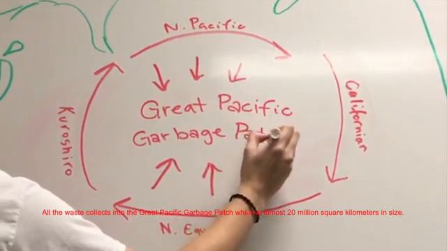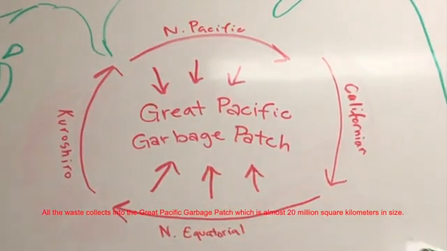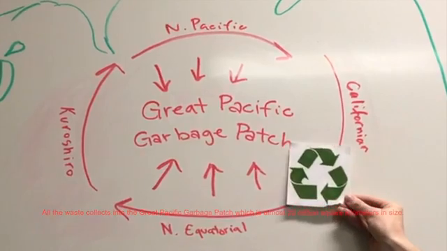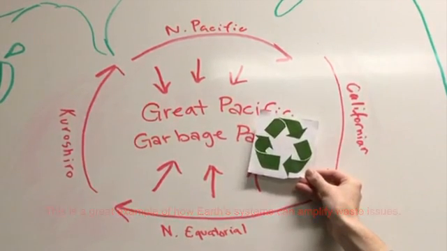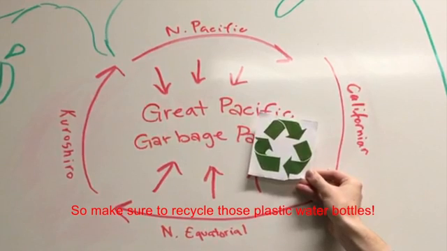All the waste collects into the Great Pacific Garbage Patch, which is almost 20 million square kilometers in size. This is a great example of how the Earth's systems can amplify waste issues, so make sure to recycle those plastic water bottles.